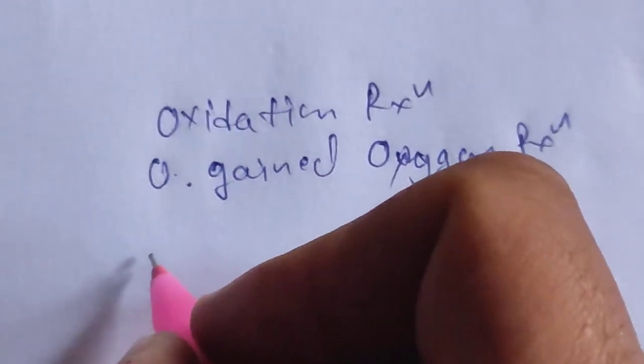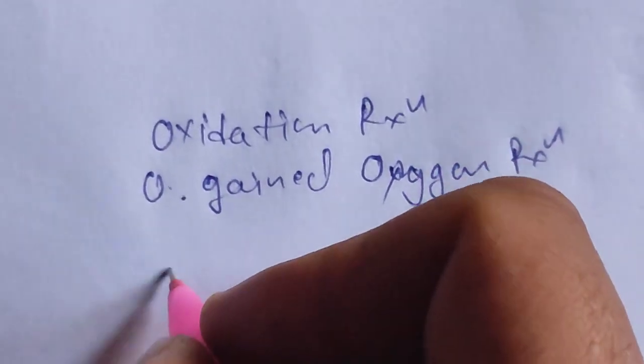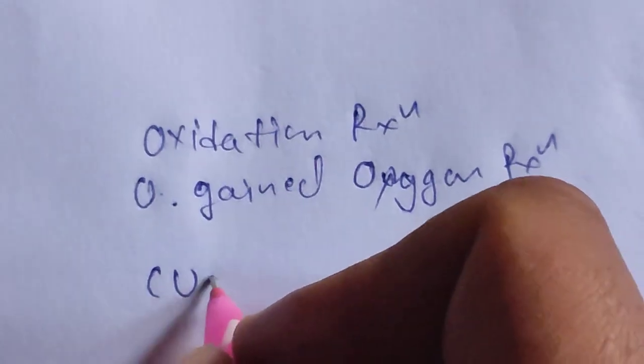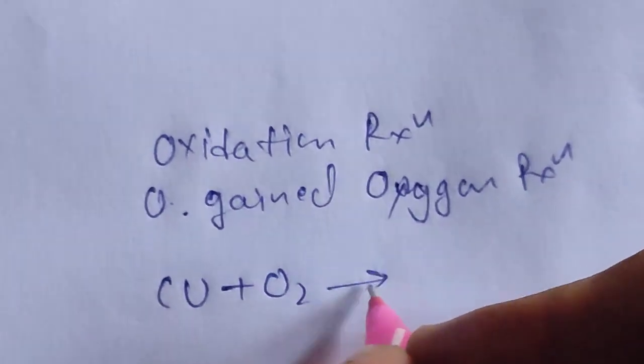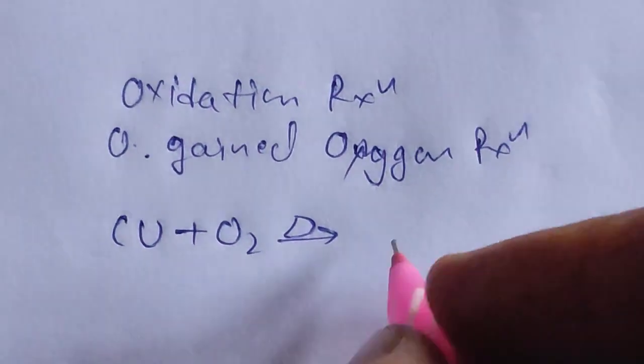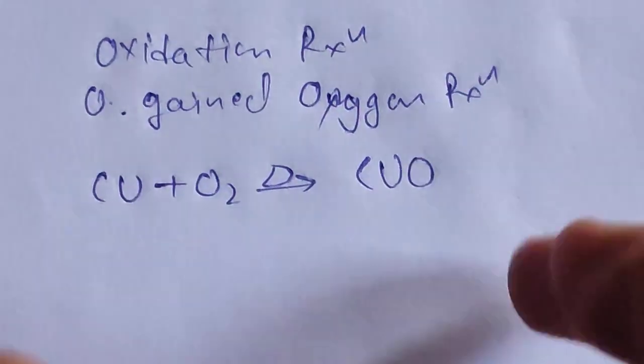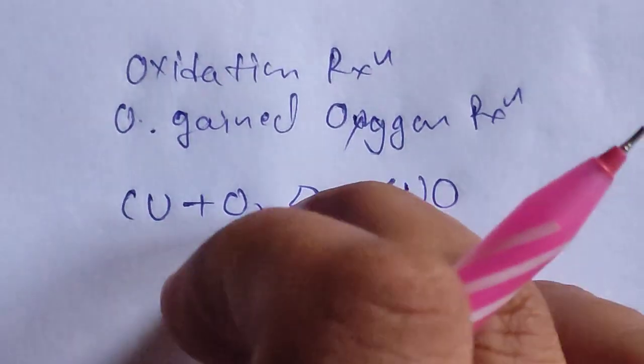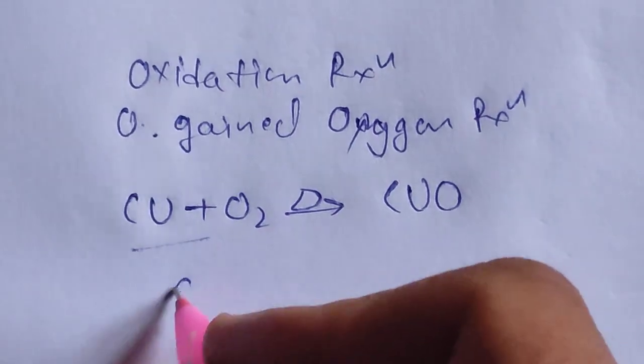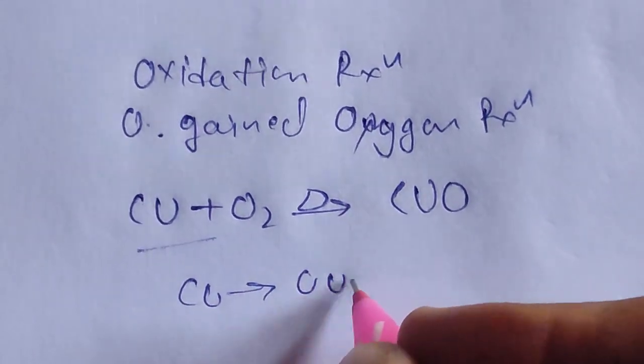And as an example, we have copper burning with oxygen using heat, and we see that it has become copper oxide. So this is an example of an oxidation reaction because the copper gets oxidized into CuO.